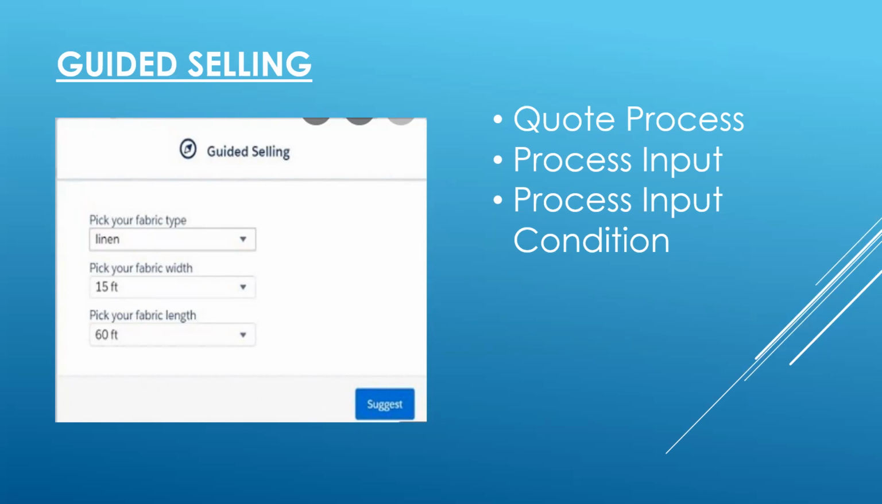All these are like process input. And if we go to the process input condition, so if we want to pick the fabric type linen, then we want only one field to be shown, the fabric width. Then we need to put the process input condition into the first type, like linen type.